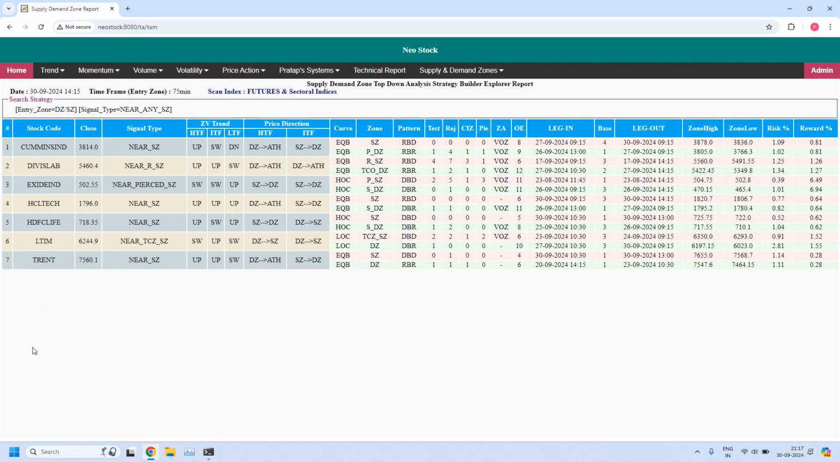7 stocks are filtered. Let's identify any high liquidity zones from this list. This is not a valid high liquidity zone because it is already pierced. So it is an invalid zone. No, we don't have any high liquidity 75 minute supply zones from this list. So with this we have completed daily and 75 minute zone high liquidity zones.